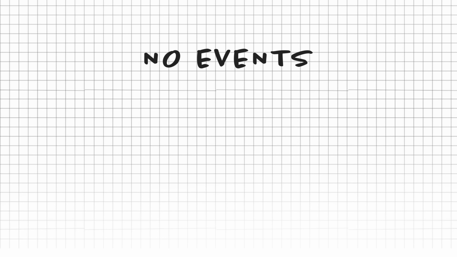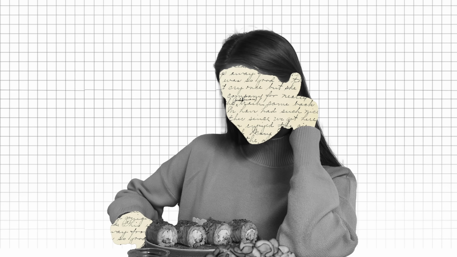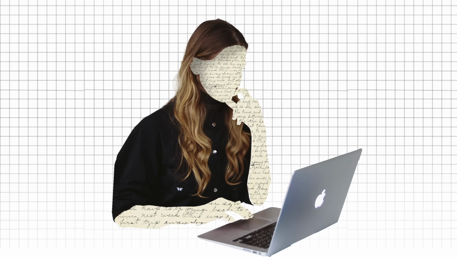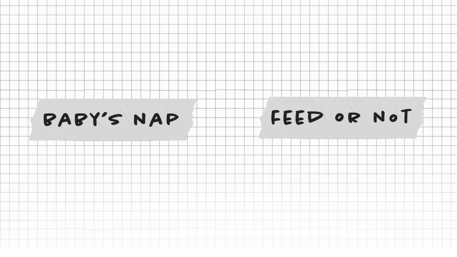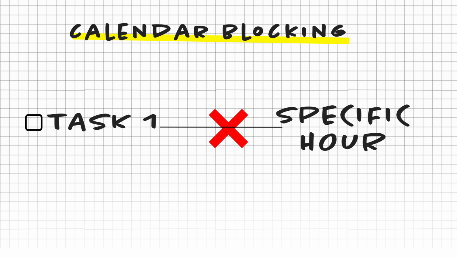There are no events, it's not a part of my morning routine, evening routine, or lunch break. It's just a clear and visual way for me to know I should at least make an attempt to sit down and do some work. This of course means I have to pick my tasks according to priority and duration, taking into account my baby's naps, whether he needs to be fed or not, and so on. And that's why calendar blocking, so picking a specific task for a specific hour, doesn't really work when you have a newborn.